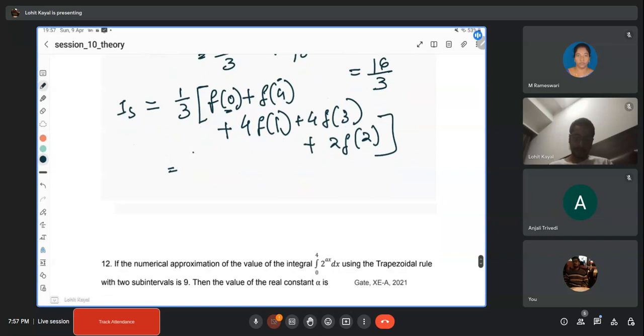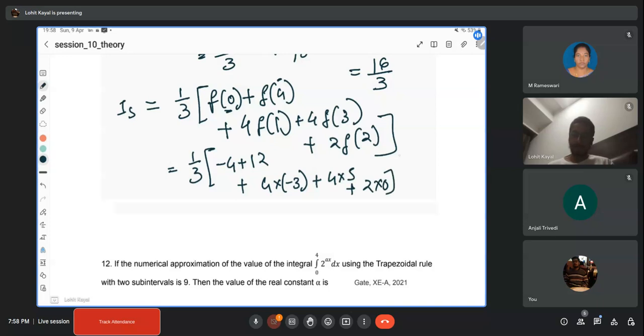So if you calculate it, you will get that f of 0 is minus 4, f4 is 12, plus 4 times f1, which is minus 3, f of 3 is 5, 4 into 5, plus 2 into f2, which is 2 into 0. If you calculate, you will get 16 by 3.